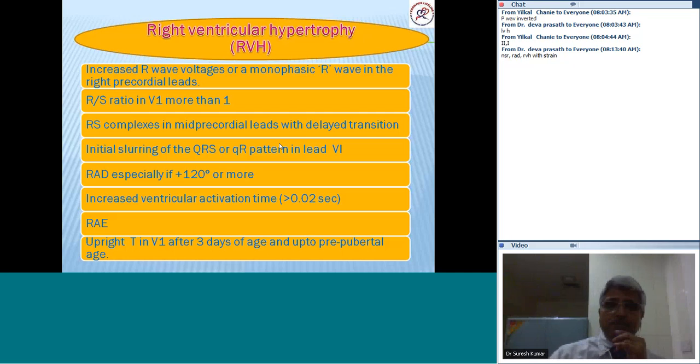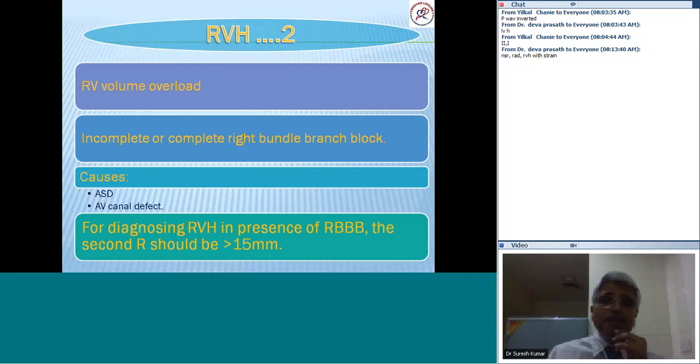So these are the criteria for right ventricular hypertrophy. If it is RV volume overload, you wouldn't see any of these. What you see is an incomplete or perhaps complete right bundle branch block. Example would be an atrial septal defect or an AV canal defect. And just as we showed in our representative ECG, to diagnose RVH in presence of RBBB, the second R should be 15 millimeters. Any questions?